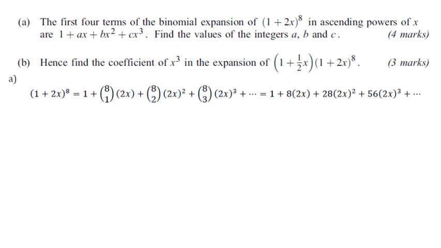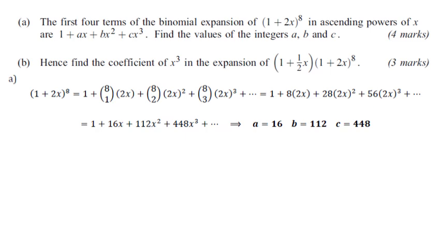Now, at the end of this line, I've evaluated the binomial coefficients. To complete the question, I also need to sort out the powers of 2x. So 2x in a bracket squared is 4x squared, and so on. At the end, this should simplify to give me this. And then I can read off the values of a, b, and c, which is what they've asked for in the question.